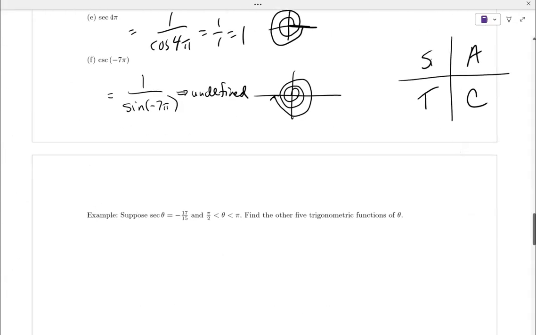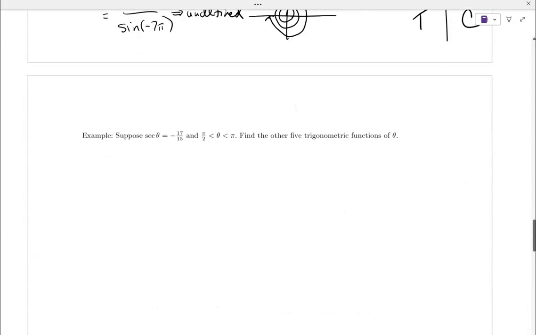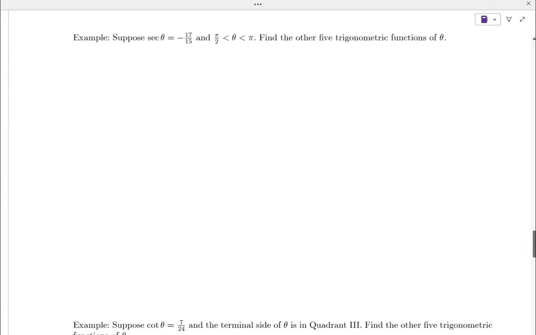Any questions on any of those 6 that we did? Okay. All right. So again, these next couple of problems are telling us about using reference triangles to help us figure out these other values. Notice that this one tells us that the secant is equal to negative 17 over 15. They're not giving us what the theta is, they're just telling us what the secant value is. They do tell you that the theta is between pi over 2 and pi. And then find the other trig functions.